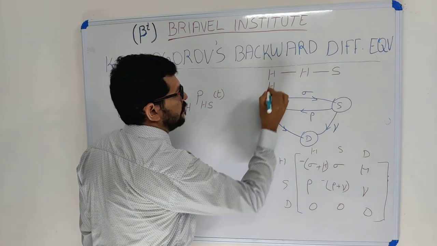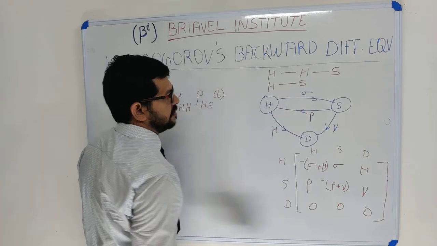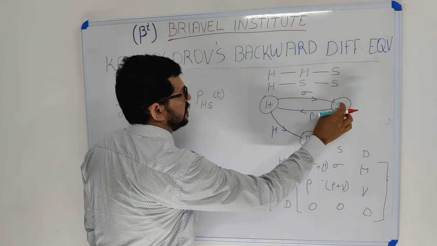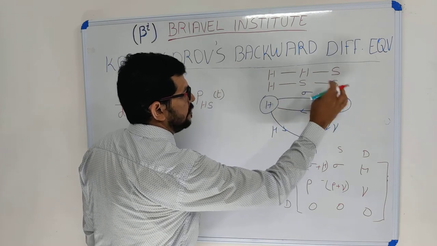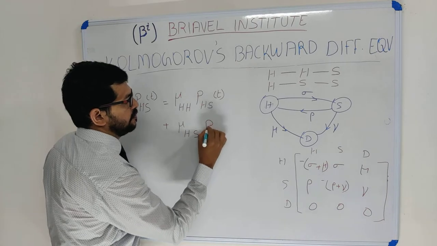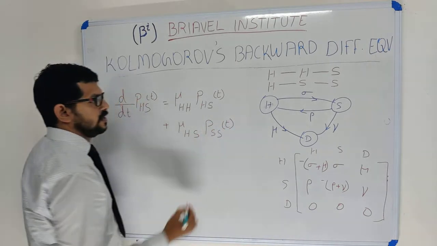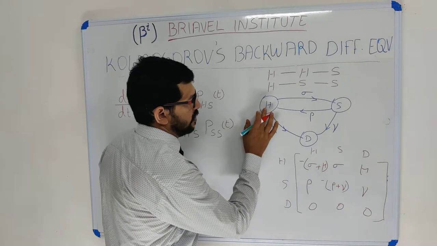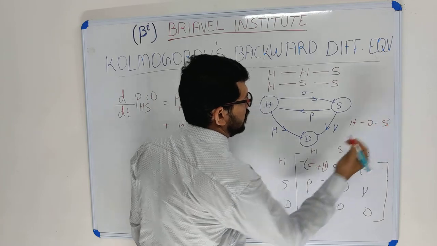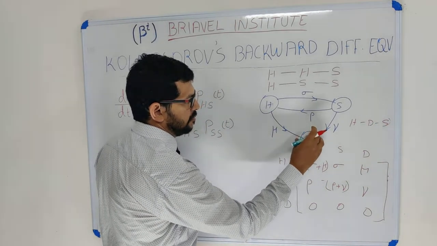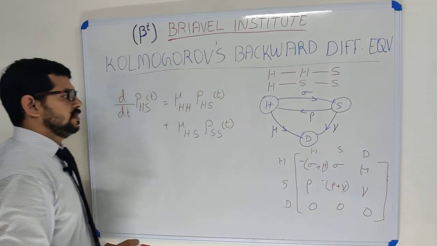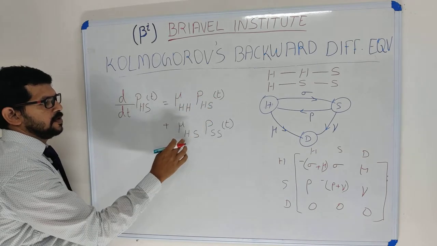Another possibility: we start from H, we reach S, then continue in S. Initially start from H, in a small time interval we reach the sick state, continuing in the same state. Or we can write, plus mu of H to S, P of SS(T). This is the equation. One more possibility: initially at H, we come to the dead state and reach S, H, D to S. This possibility is not considered, because the death state is an absorbing state and there is no reverse transition to S. So we have two possibilities: mu of HH times P of HS, and mu of HS times P of SS(T).